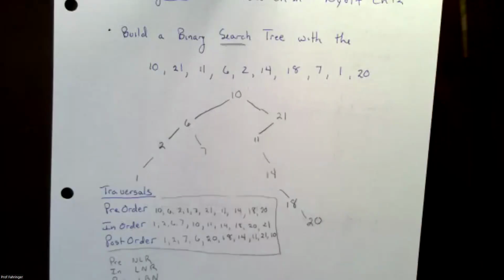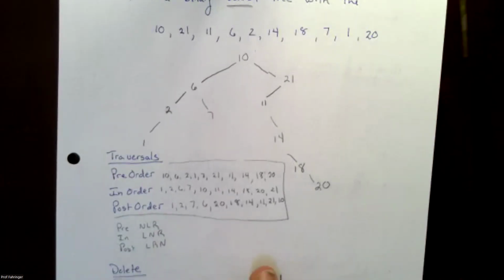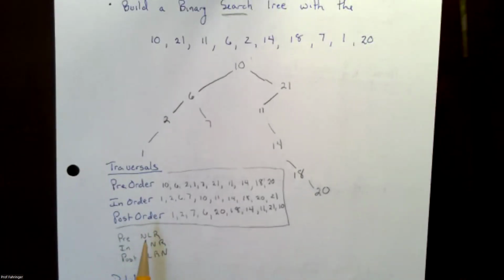I'm going to start. Here is the result of what I got. I had to make a quick note to myself. The left and the right never change. In pre-order, the node is first. In order, the node is second. Post, the node is third.